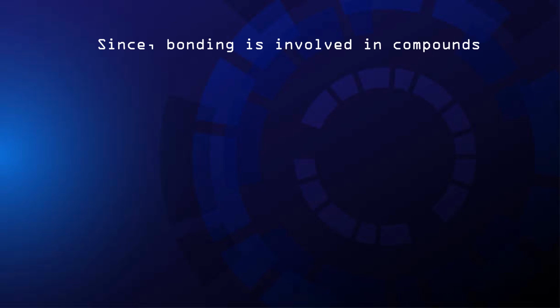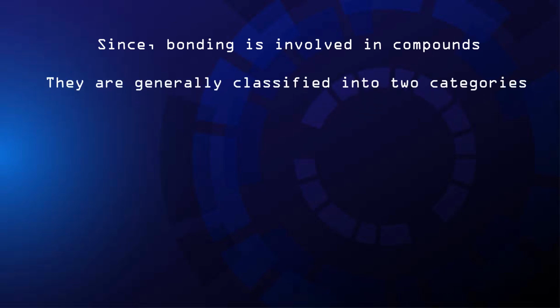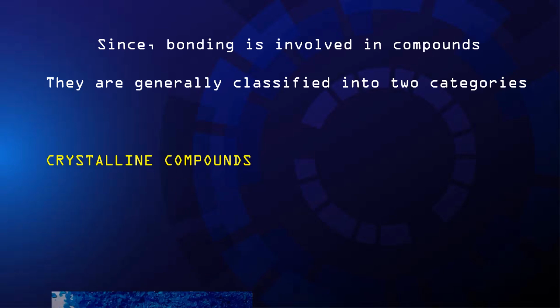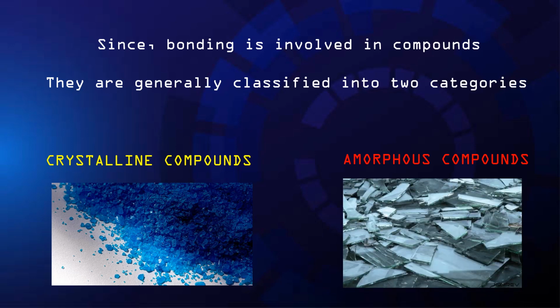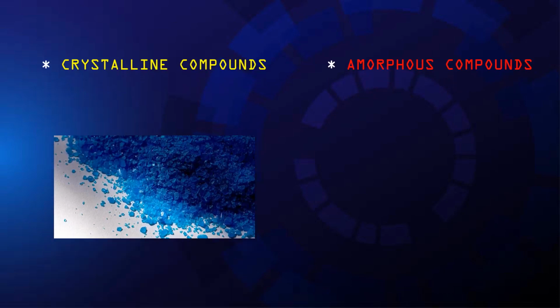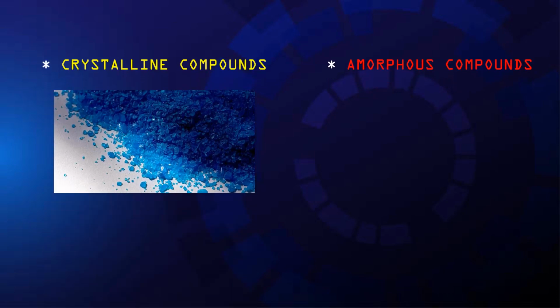Since bonding is present, we generally classify compounds as either crystalline compounds or amorphous compounds. It is classified on the basis of the nature of bonding that is taking place within atoms. So we have crystalline compounds. In crystalline compounds, there's something called a crystal structure. We'll see this in a later video.